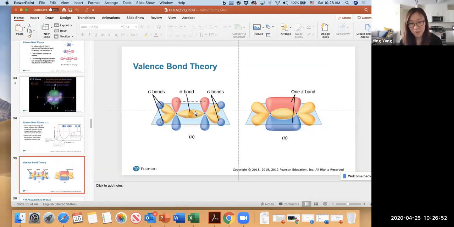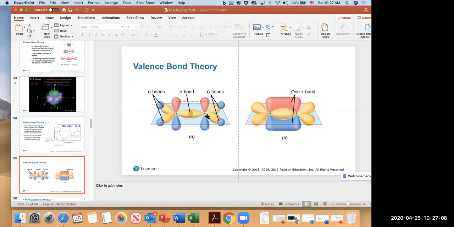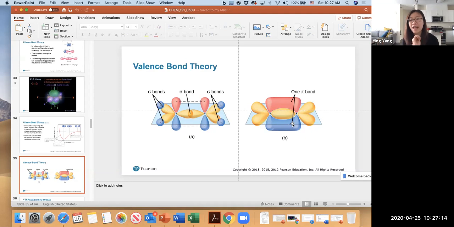So sigma orbitals overlap head on to form the sigma bond. And then the p orbitals, this is a p orbital, this is another p orbital. They can come together and overlap side by side to form a pi bond. Okay, so this is the pi bond.